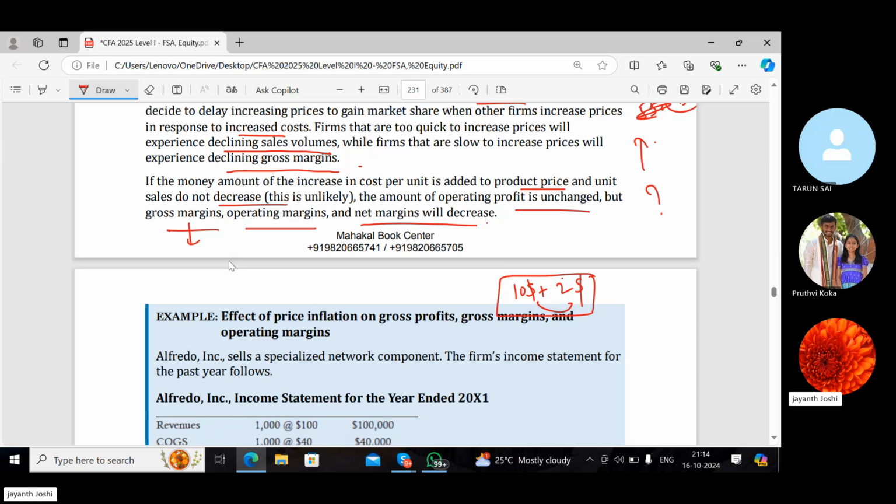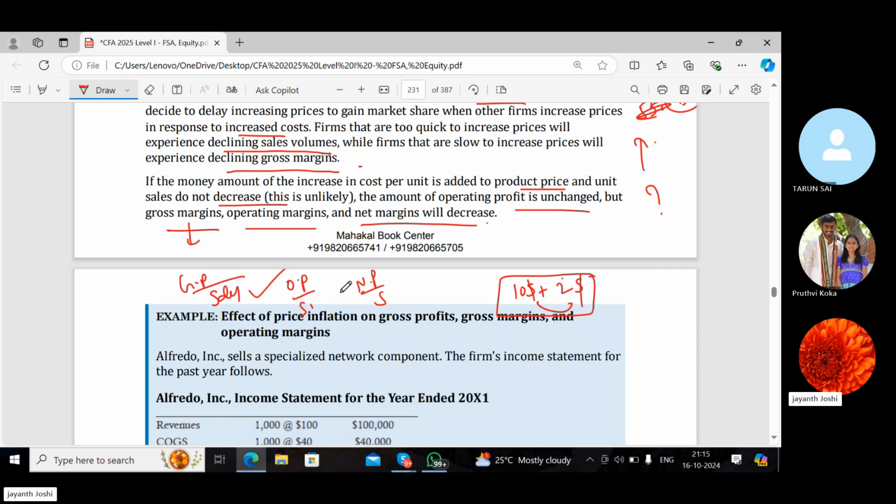Margin is always calculated upon sales. That means gross margin is gross profit by sales, operating margin is operating profit by sales, and net margin is net profit by sales. This will decrease. Are you understanding why this will decrease?